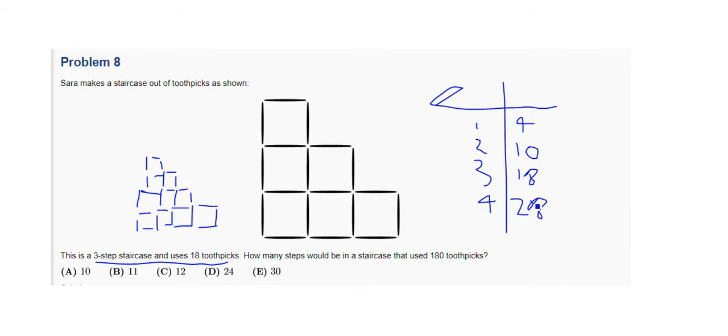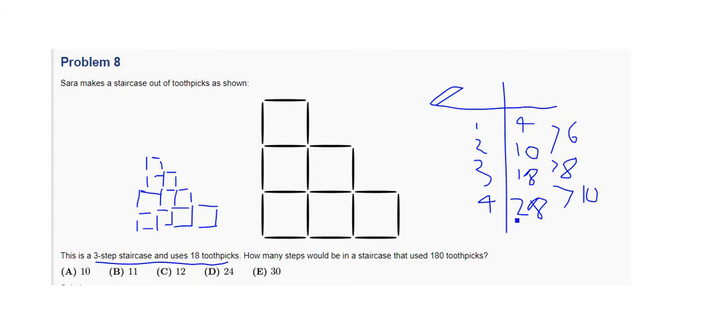Now let's try to establish a pattern. Let's see what we have. We have 4 to 10, that's increasing by 6. We have 10 to 18, that's increasing by 8. We have 18 to 28, that's increasing by 10. So we're going 6, 8, 10. Then we can obviously see from the pattern that next we'd have 12, 14, 16, 18. We're just going to keep adding on to that.